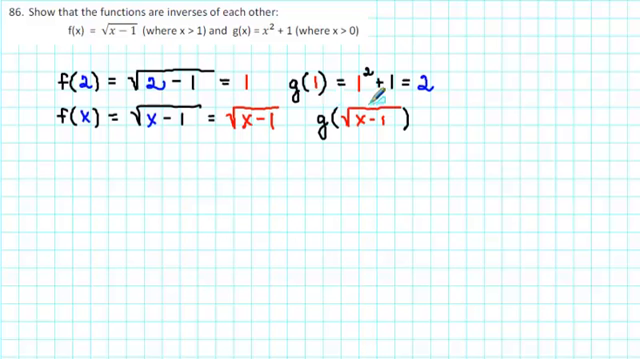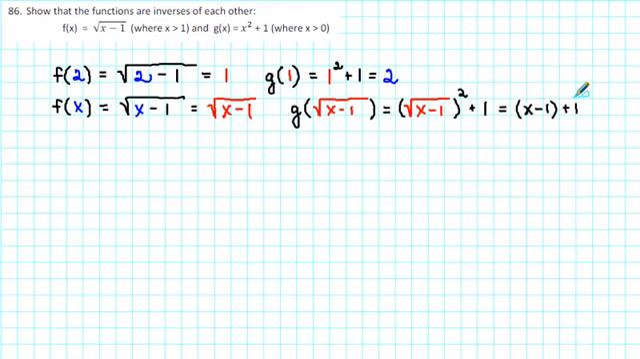To evaluate g of the square root of x minus 1, the first thing that we'll need to do is to square the input and then add 1. When we square the square root of x minus 1, we get x minus 1. When we add 1 to the result, we get x. We started off with an arbitrary input x, we applied f to it and got an output. We then applied g to the output and we got back to the original value of x that we started with. Therefore, g undoes f.